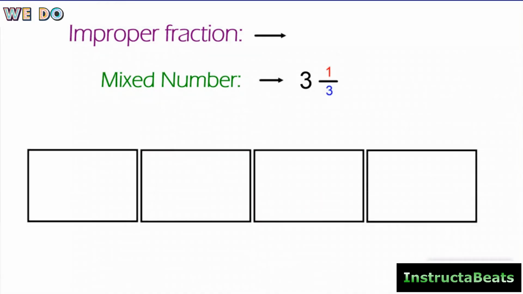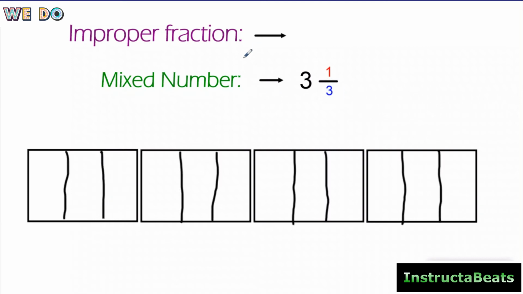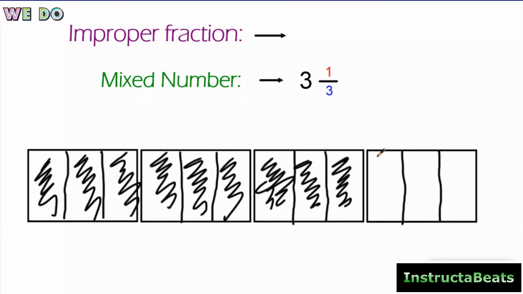All right, so here we have the mixed number 3 1/3, okay, which means I know my denominator is going to be a 3, so I need to split each of these into 3 equal pieces. And then my whole number tells me how many complete wholes were shaded. So I have 3 complete wholes shaded, and then I had 1/3 of another whole shaded. So here I have 1, 2, 3 wholes completely shaded, and then 1/3 of another one.